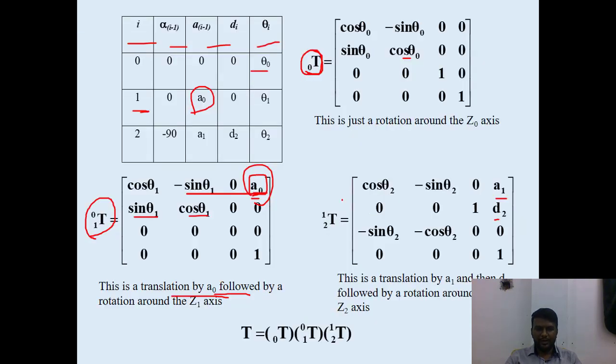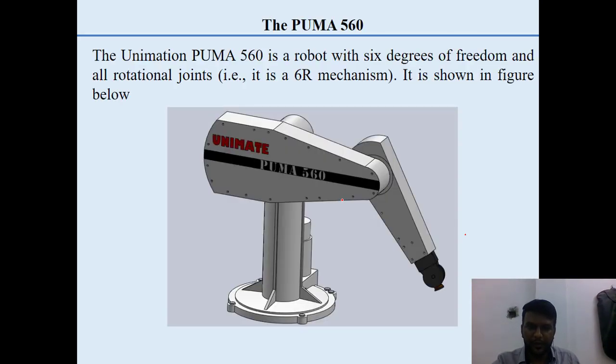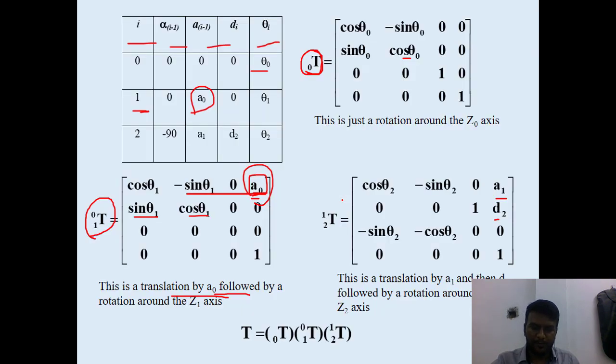Okay, let me stop here. In the next lecture, we take an example of the Puma 560 robot and calculate the position and orientation of the end effector in terms of joint values. Again, we'll go through the DH convention quickly.